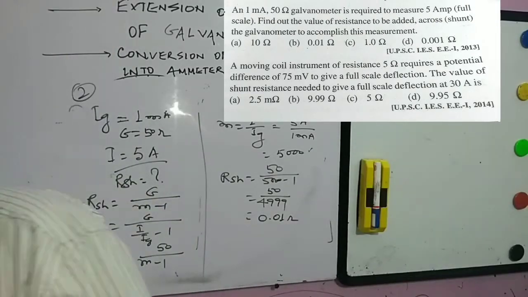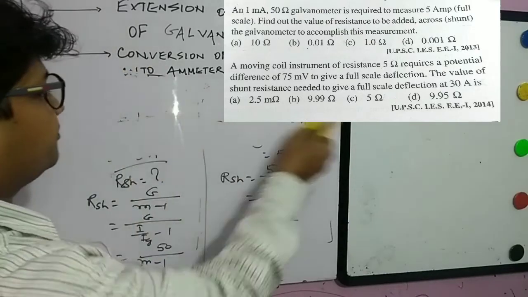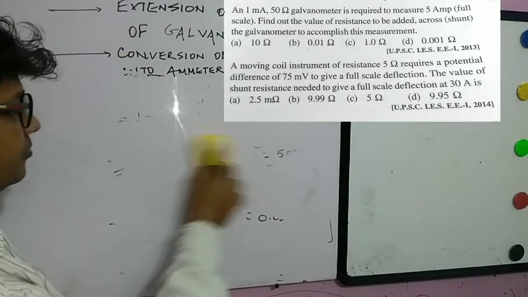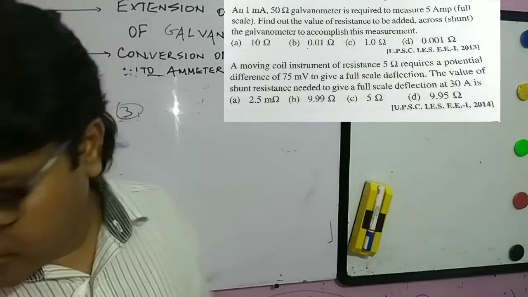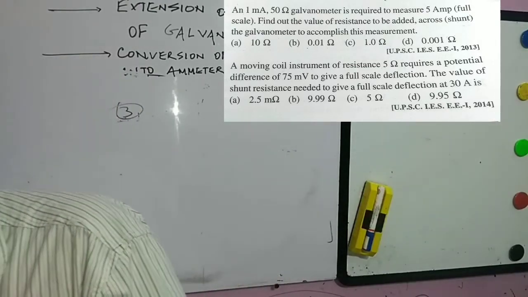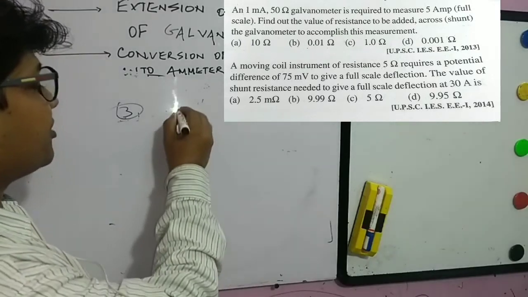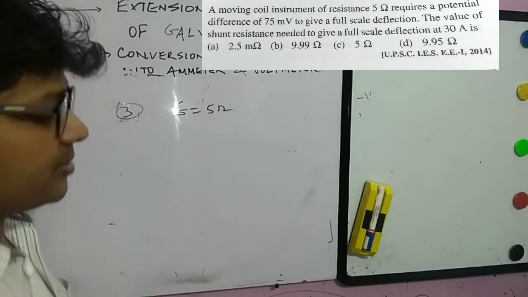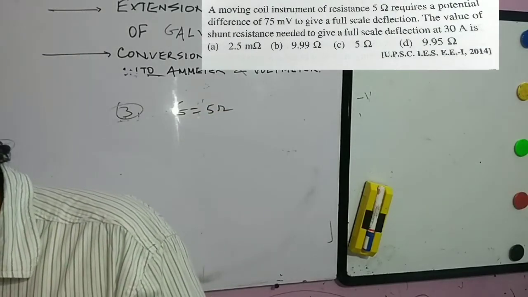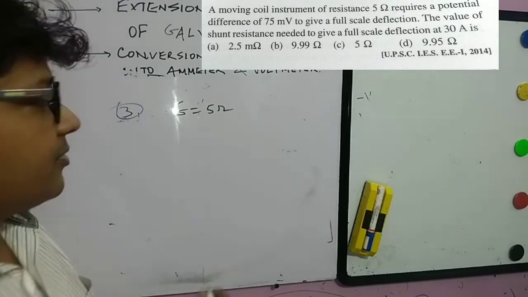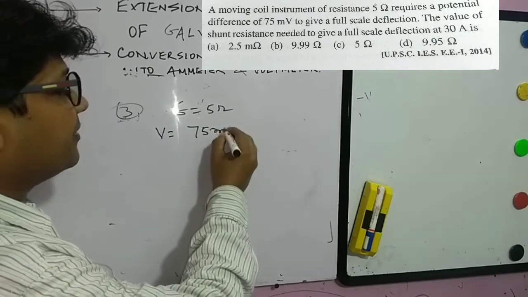Next problem we can solve. Third problem we can solve. A moving coil instrument of resistance 5 ohm. Moving coil resistance means the galvanometer is being discussed, and G is equal to 5 ohm, given to you. Requires a potential difference of 75 millivolt. V is equal to 75 millivolt.